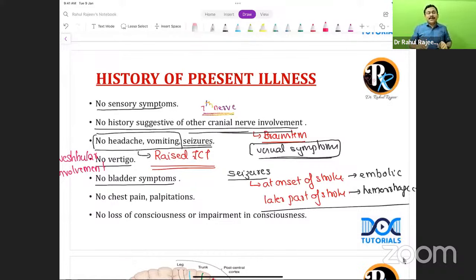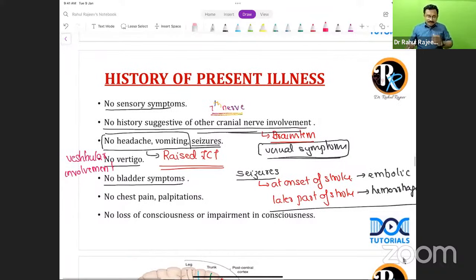You will take 5 or 6 hours, the exam will be over. You have to finish in a short duration of time. So this is why I am giving all my dear students a preset case, so that you can make your own modifications in the case that you get. Bladder symptoms are clear.